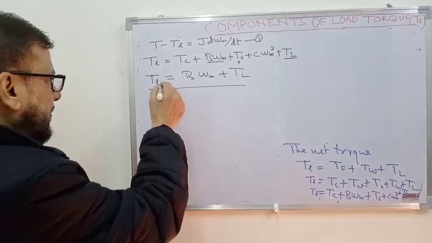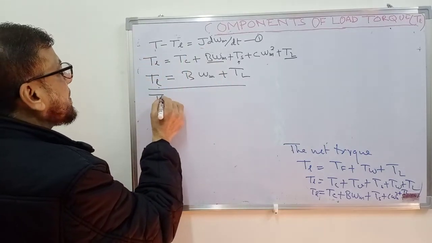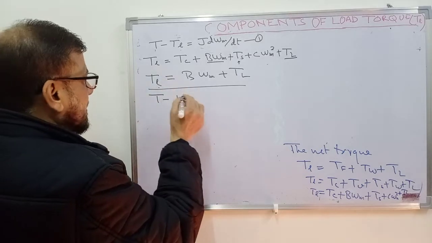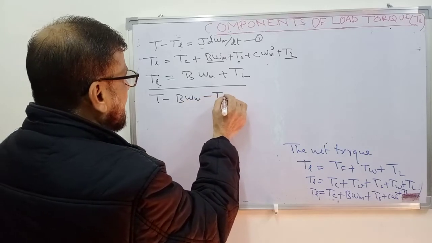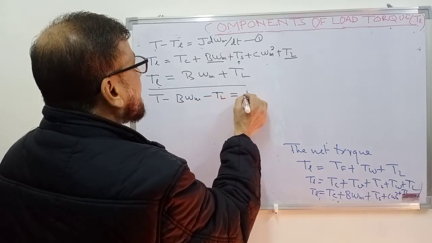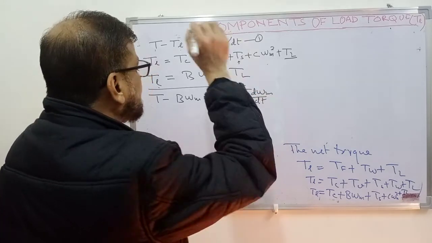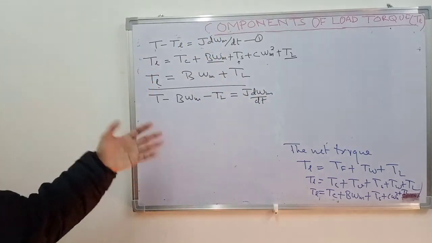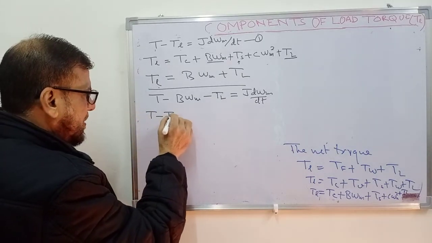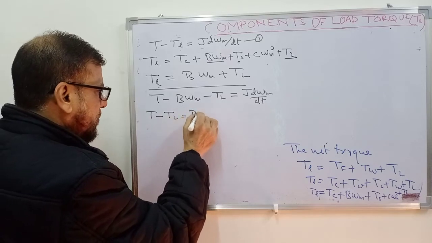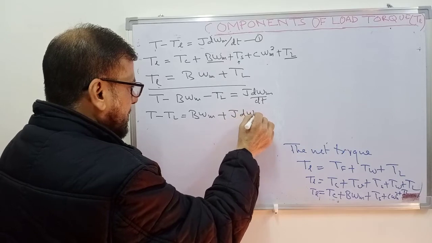Now let us try to put this equation in equation number 1. So it looks like this: T minus T_L, that is B omega m plus TL, is equal to J d omega m over dt. Now let us write this equation in a slightly different way. T minus TL, you can write it as B omega m plus J d omega m over dt.